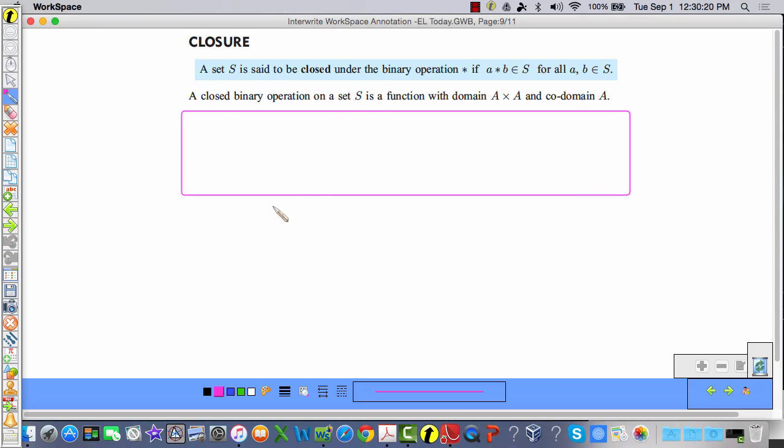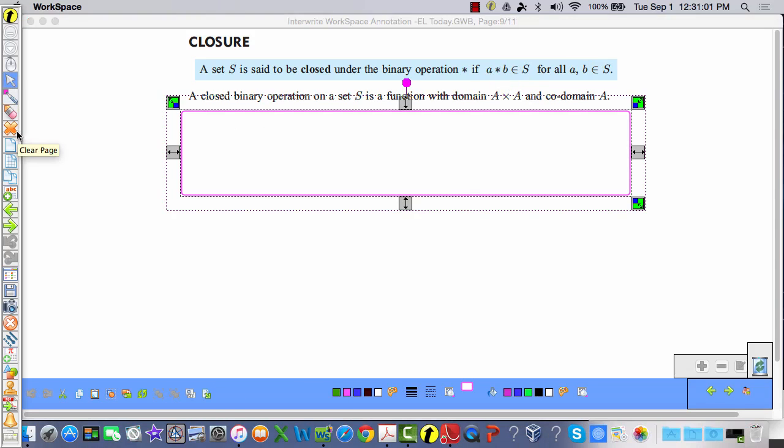So let's talk about closure. I mentioned that in the opening. A set S is said to be closed under the binary operation star if A star B is an element of the set S for all A, B in S. So in other words, whatever operation that we perform with A and B, the result or the answer has to be in the set S for every value of A and B in order for the set to be closed. If not, then the set is not closed.